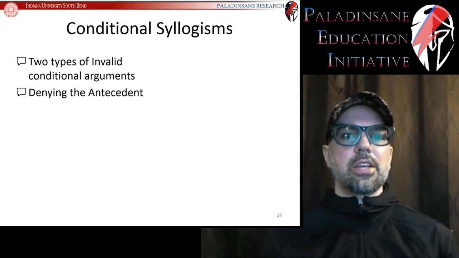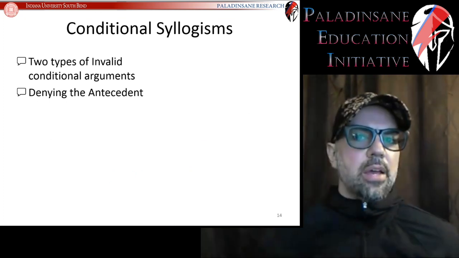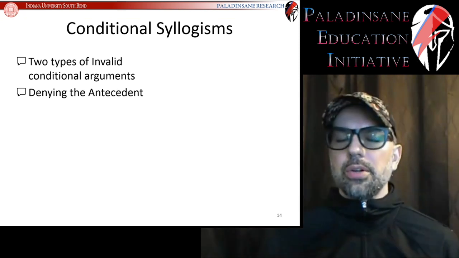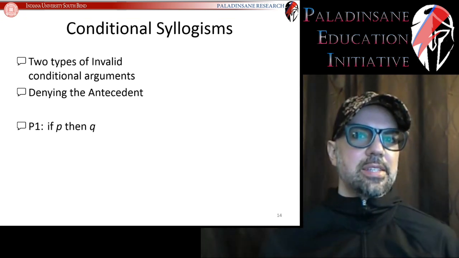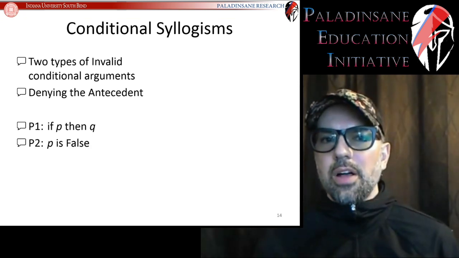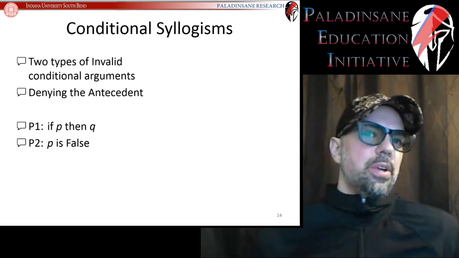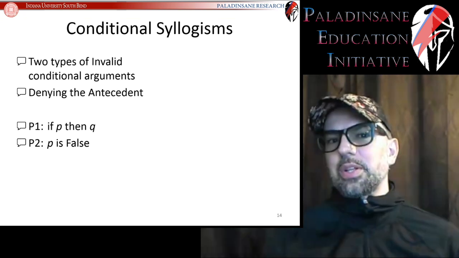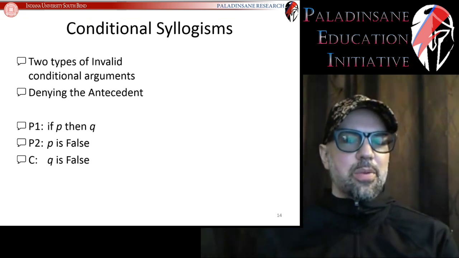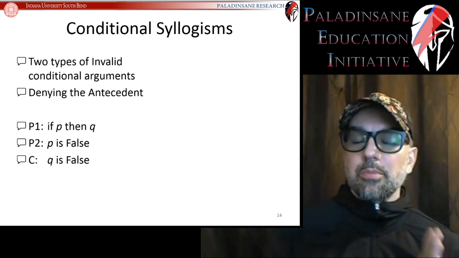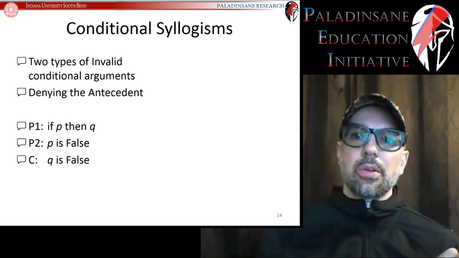All right, and then the other invalid conditional argument is called denying the antecedent. Once again, no fancy Latin name. Once again, this is going to be premise number 2. So premise number 1, if P then Q. For premise number 2, we're going to deny the antecedent. So we're going to say that P is false. So if premise number 1 is true and premise number 2 is true, then we might be tempted to conclude that Q has to be false as well. But this is an error. This is an invalid argument because Q might be false, but Q also might be true. Given those first two premises, Q could go either way.